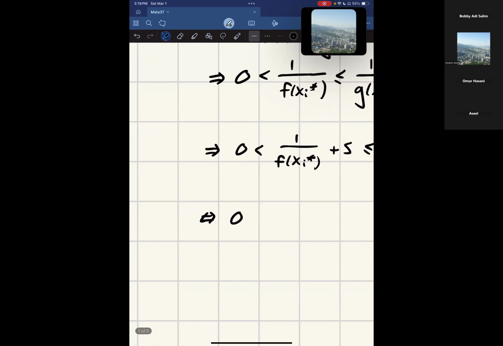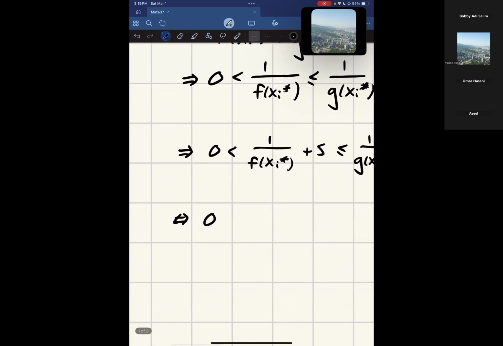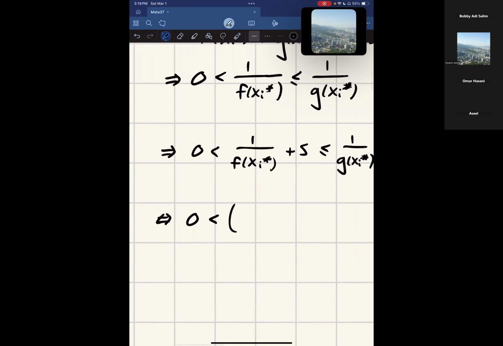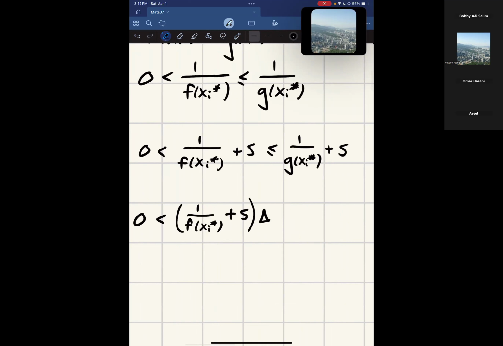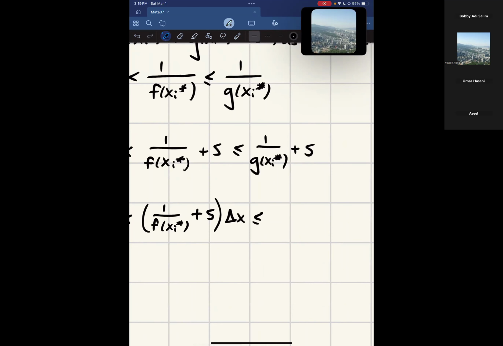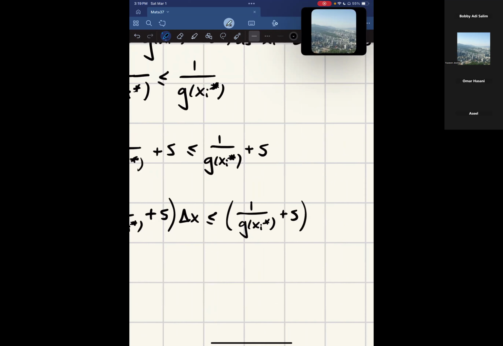So we're just going to multiply by delta x everywhere. So 0 times delta x will remain 0, then 1 over f of xi star plus 5 times delta x is less than or equal to 1 over g of xi star plus 5 times delta x.